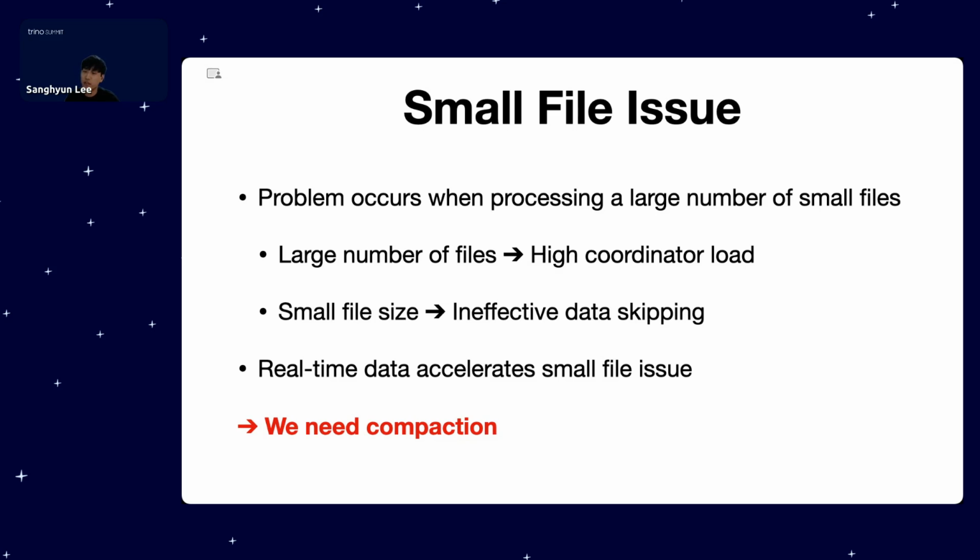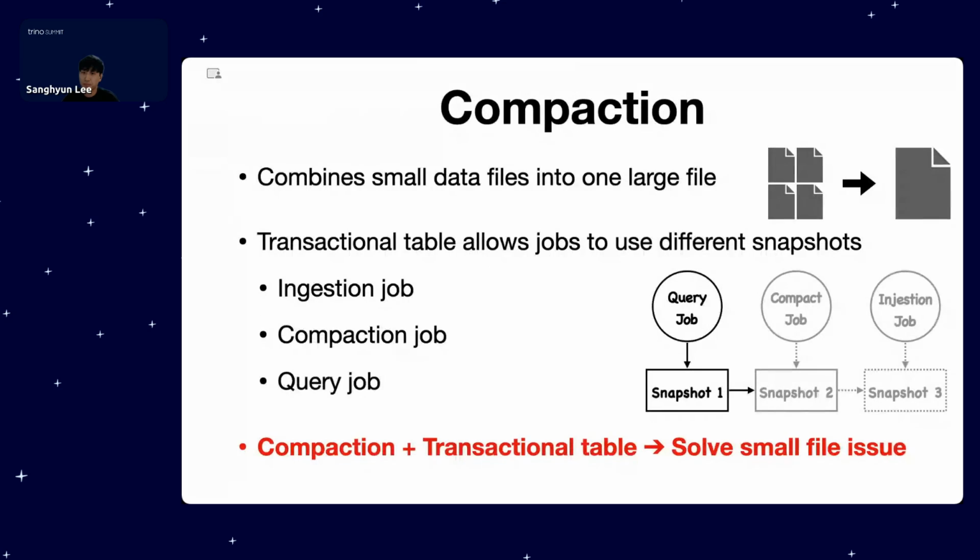To resolve this, we need compaction. Compaction combines multiple small data files into one large file. This solves the small file issue that I just mentioned. However, compaction job should not interfere with other jobs. In other words, the compaction job should not prevent the processing engine from ingesting real-time data. And also, it should not prevent users from querying the table.